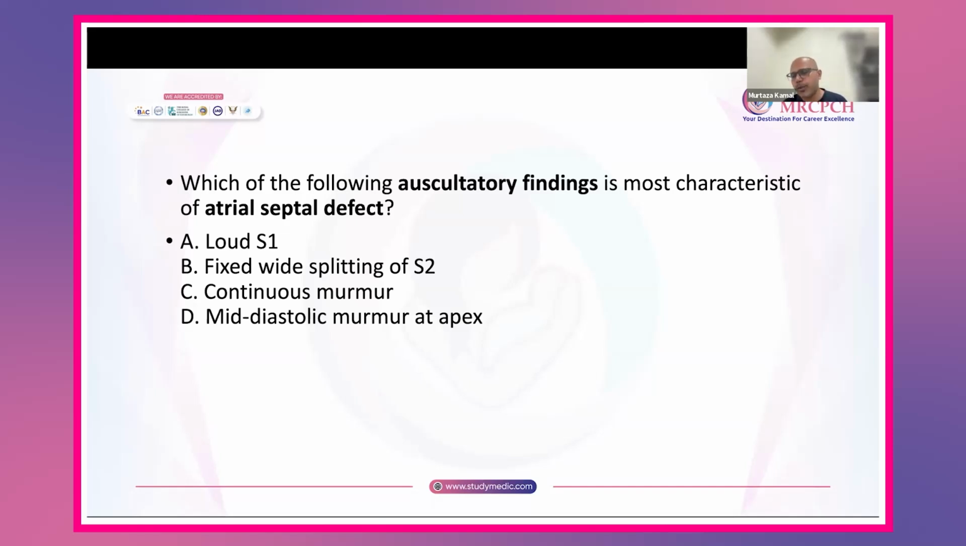ASDs normally do not produce any murmur except when they are large, and then it produces a flow murmur across the pulmonary valve, which will be an ejection systolic murmur, or across the tricuspid valve, which will be a mid diastolic rumble. The ASD shunt itself does not produce any murmur. What it produces is a fixed and wide splitting of the second heart sound.